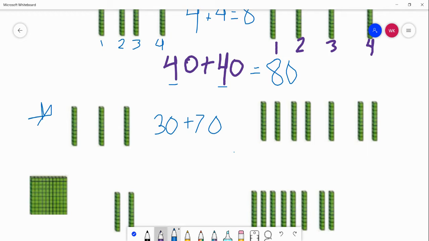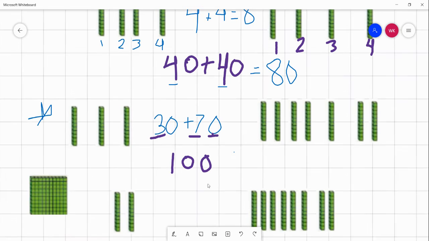And you can think to yourself, okay, let's look at our tens. What is 3 plus 7? I know 3 plus 7 is 10. So I'm going to write that down. Then you need to add your extra 0 or your 1s. So our answer is 100, because 3 plus 7 equals 10. So 30 plus 70 equals 100.